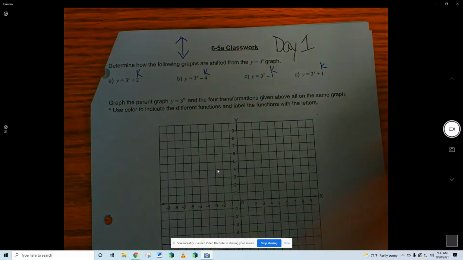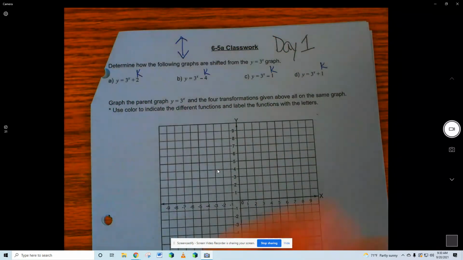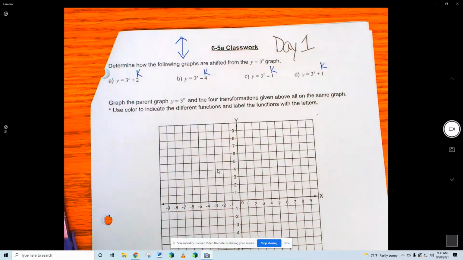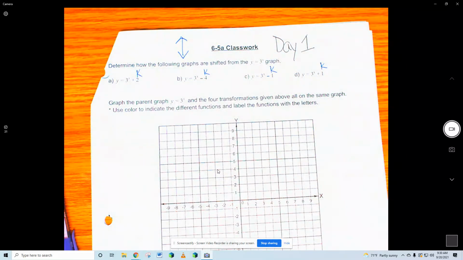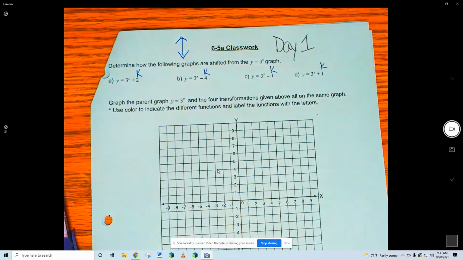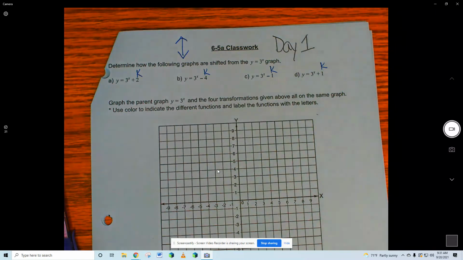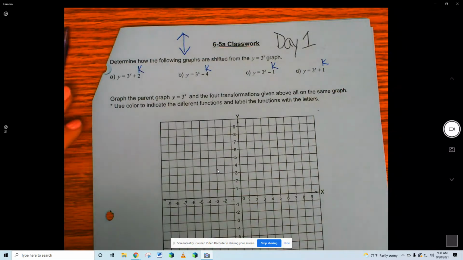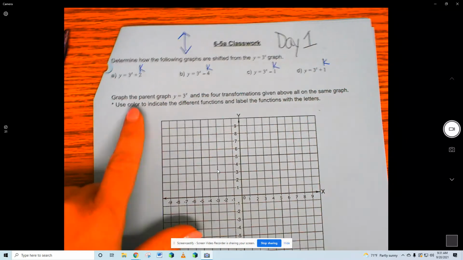I have 4 different colors that I can use, and I don't really know if you have that. Probably not. But what I'm going to do is graph all 4 of these, A, B, C, and D, and you're not making a table of values. You're literally going to just draw the original parent function, 3 to the x. I'll do that in blue.